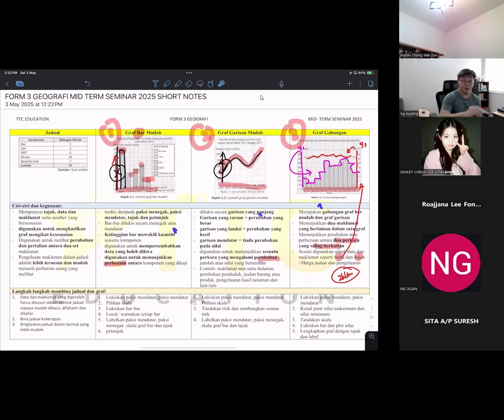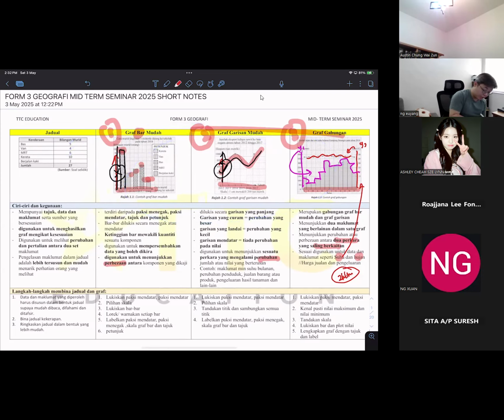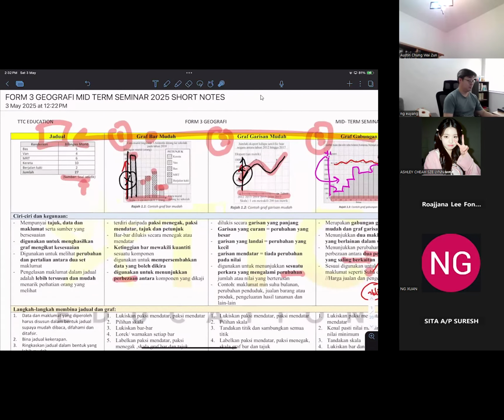Can I? So all the three graphs here, no questions. All the three graphs we are able to draw are based on the jadual. Remember, all three graphs are drawn from your jadual. So how many methods are there to find the data for the jadual, which means what is the sumber, what is the resources. We are able to find all the maklumat and data here. Graph gabungan won't come out, right? I assume not.